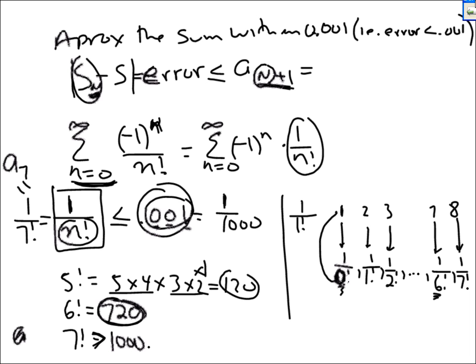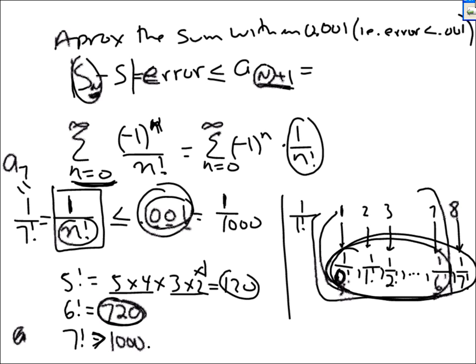That is, you have to add up these values, not including the 1 over 7 factorial: 1 over 0 factorial minus 1 over 1 factorial plus 1 over 2 factorial minus 1 over 3 factorial plus 1 over 4 factorial minus 1 over 5 factorial plus 1 over 6 factorial. And you'll be within 0.001 of their actual sum.